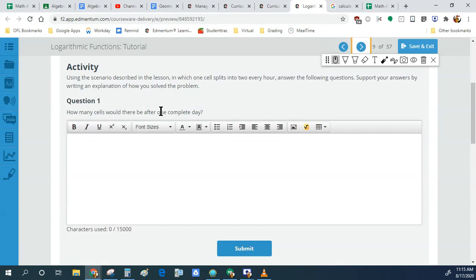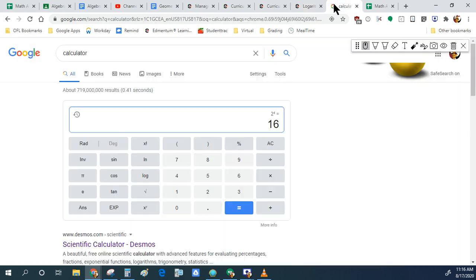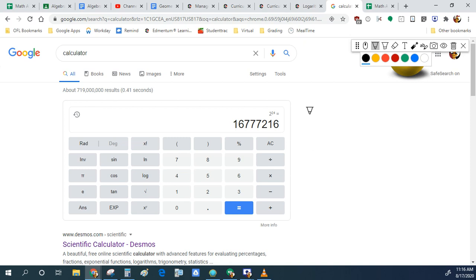How many cells will there be after one day? Using the scenario described in the lesson below. Oh, every hour. I'm sorry. 1 cell. I didn't read the directions. Always read your directions, guys. So 1 cell splits every hour. So we're doing 2 to the 24 power. That's too much for me to do, so I'm going to do 2 to the 24 on the calculator, and my answer ends up being this. I don't like how calculators don't have commas.